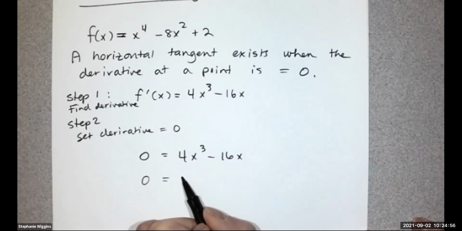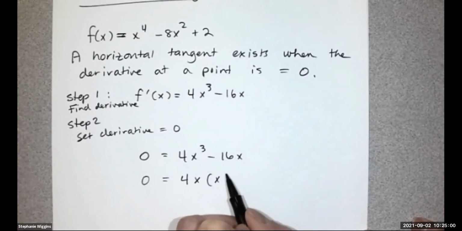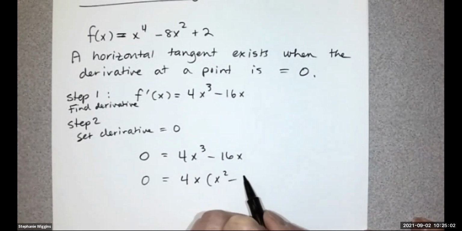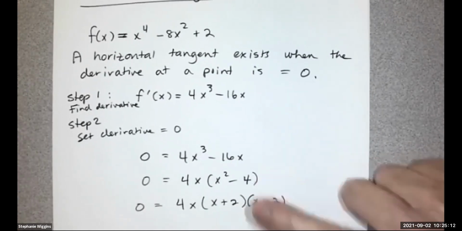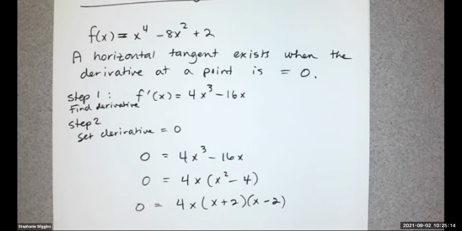So we're going to take out a 4x, and we're left with x squared minus 4. And then we can factor that as 4x times (x plus 2) times (x minus 2). This is the difference of squares, and so when you factor that, you're going to get x plus 2 times x minus 2.